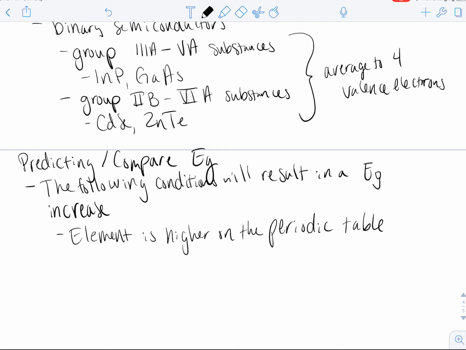So we can compare silicon versus germanium. Silicon is going to have a larger band gap because it is higher up on the periodic table, and germanium is going to have a smaller band gap. So silicon has a band gap of 1.11 electron volts, while germanium has a band gap of 0.67 electron volts. So eV is electron volts.